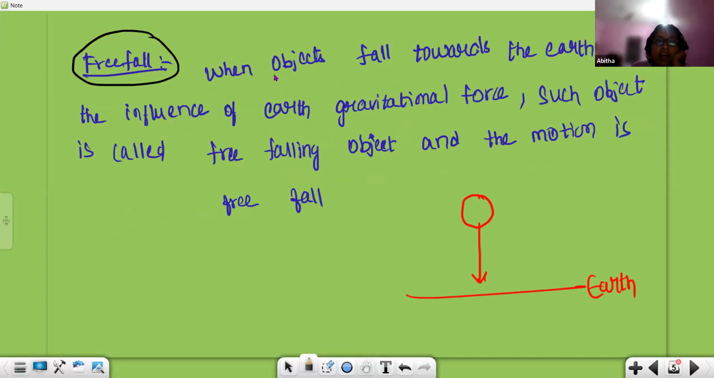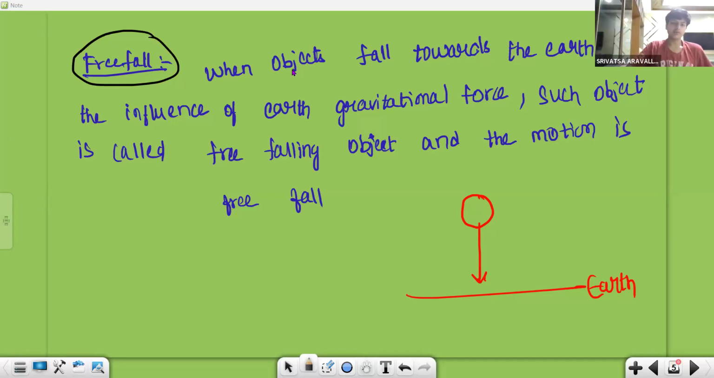Can you see the definition again? When an object falls towards the earth under the influence of gravitational force, such an object is a freely falling object and the motion is free fall. Can you repeat the definition? When objects fall towards the earth under the influence of the earth's gravitational force, such an object is called a free falling object, and the motion is free fall motion. Yeah, very good. What about acceleration due to gravity?